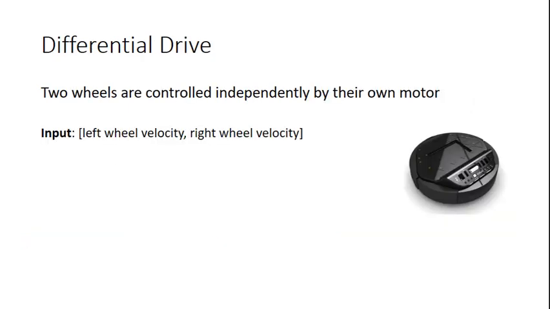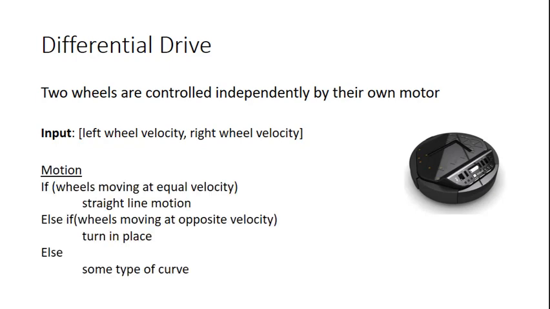So let's start by just defining differential drive robots. These robots are any wheeled robots where there are 2 wheels that are controlled independently by their own motor. So if you flip that robot upside down, you'll see it has a left wheel and a right wheel, and each of those wheels has its own motor that can control it. So the left wheel can move independently of the right wheel, which means it can move with different speeds and in different directions, and of course the right wheel can do the same. So typically the input to these robots are a left wheel velocity and a right wheel velocity.